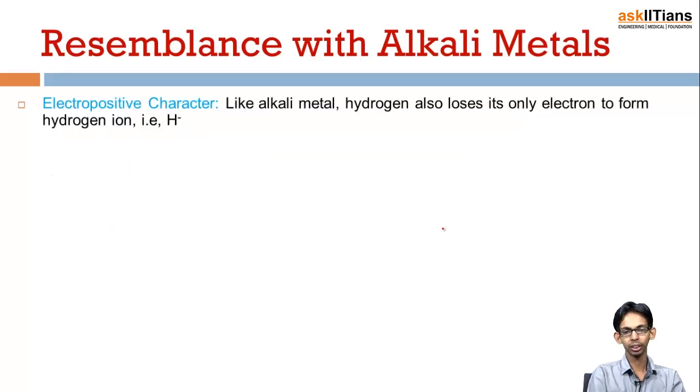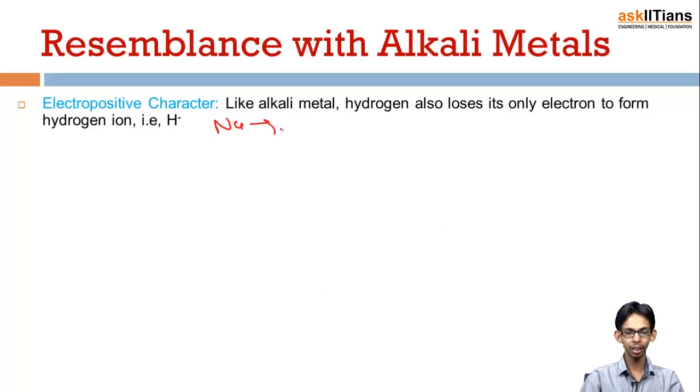Next is electropositive character. Alkali metals are metals, so they are electropositive. That means they can easily donate an electron. Just like alkali metals, hydrogen also loses its only 1 electron, which is present in its atom, to form hydrogen ion.